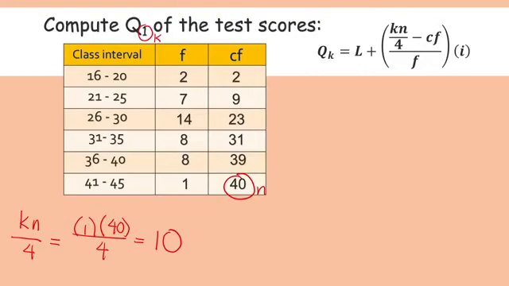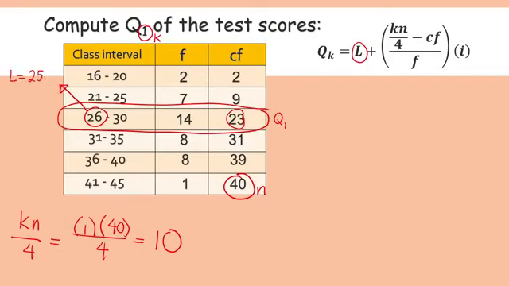10. So what is the first number in the CF column that is greater than 10? 23, sir. So this is now the class that contains the first quartile. So let's solve the L. Making use of 26, what is the value of L?